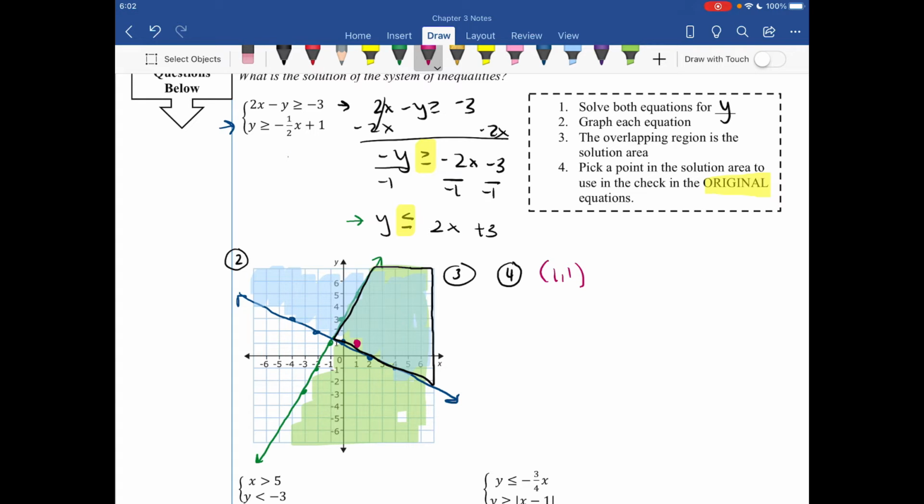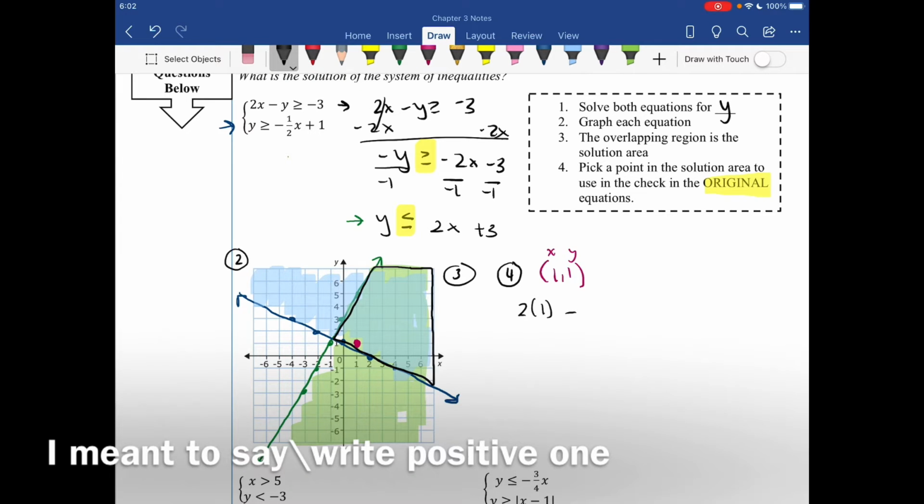We'll take both of the original equations and replace the x value with 1 and the y value with 1. That will give us 2 times 1 minus 1 is greater than or equal to negative 3. Well, 2 minus 1 is going to give us 1, which is greater than negative 3. That one checks out. Replace it in the second equation. We'll have 1 is greater than or equal to negative 1/2 times 1 plus 1. So 1 is greater than or equal to 1/2, which is also a true statement. So we can be confident that we have found the correct solution region.